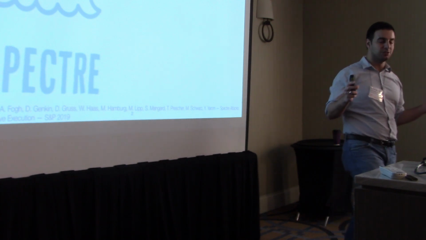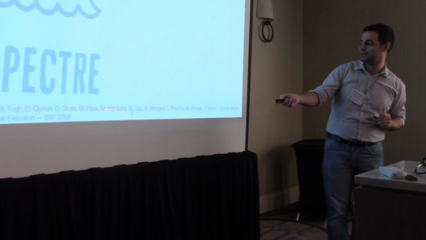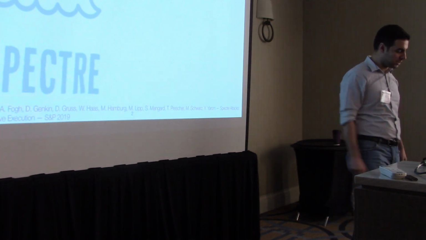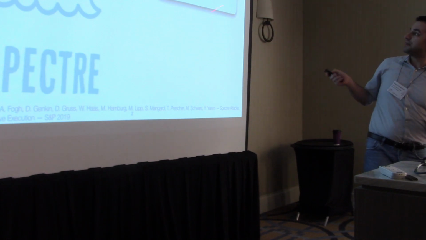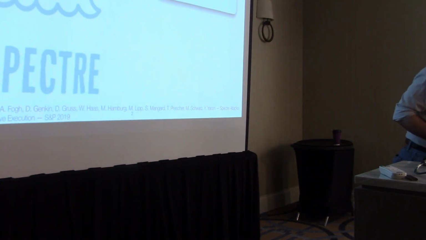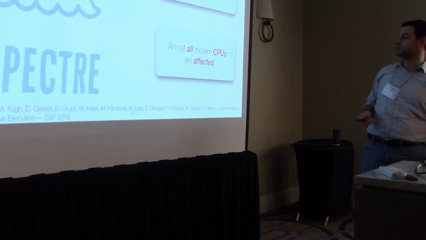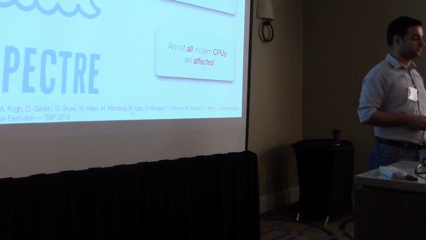Spectre is a very recent new class of attacks, which has been discovered by people down here. And there are two important points about Spectre. The first one is that it exploits what is called speculative execution, and I'm going to explain it in a second. And the second important point is that almost all modern CPUs are affected by Spectre-style attacks.